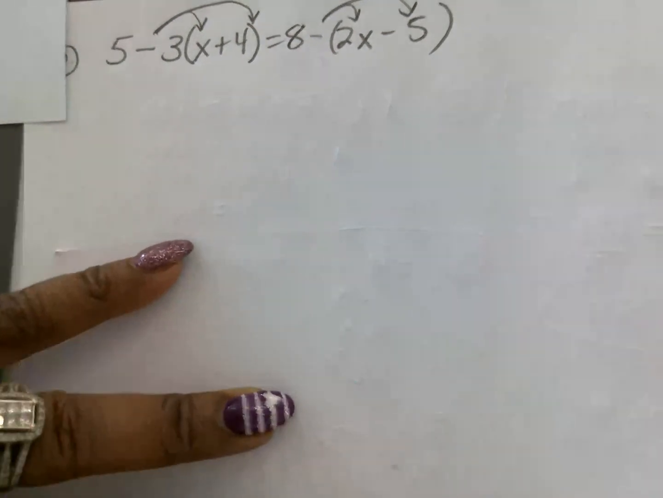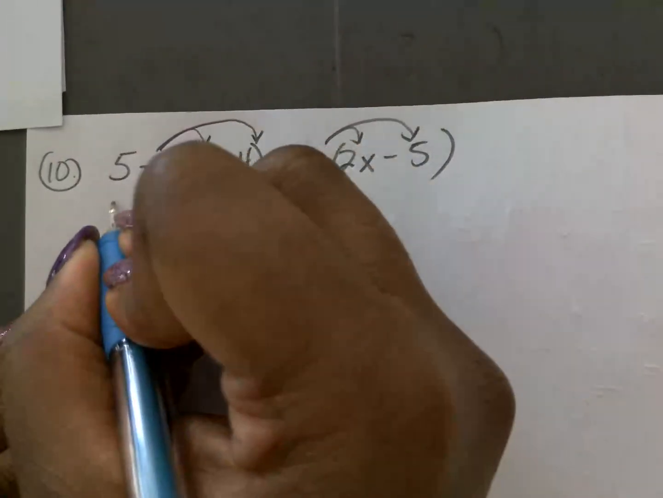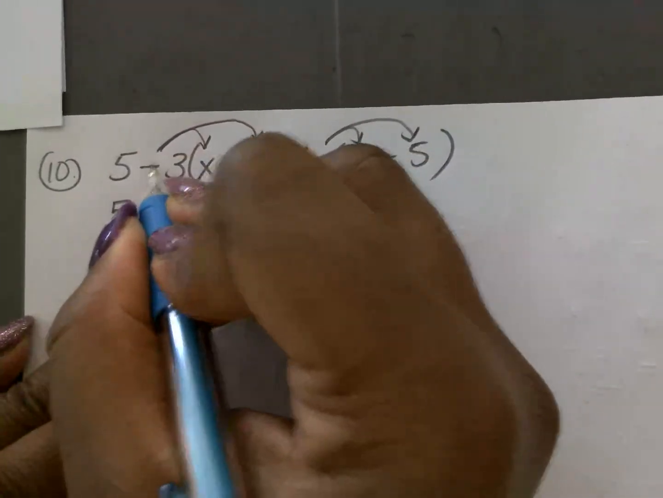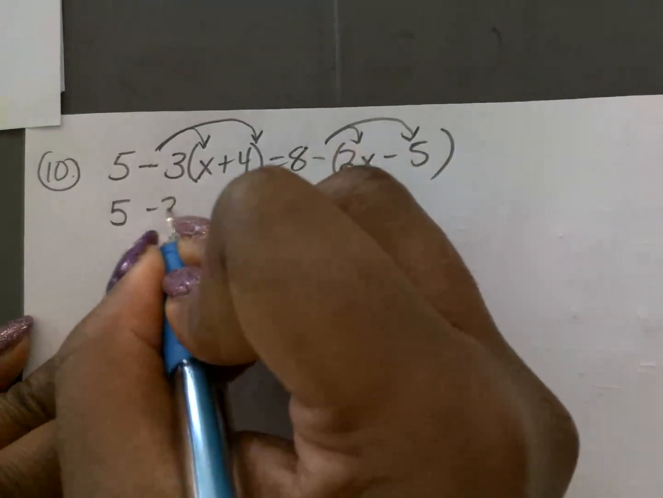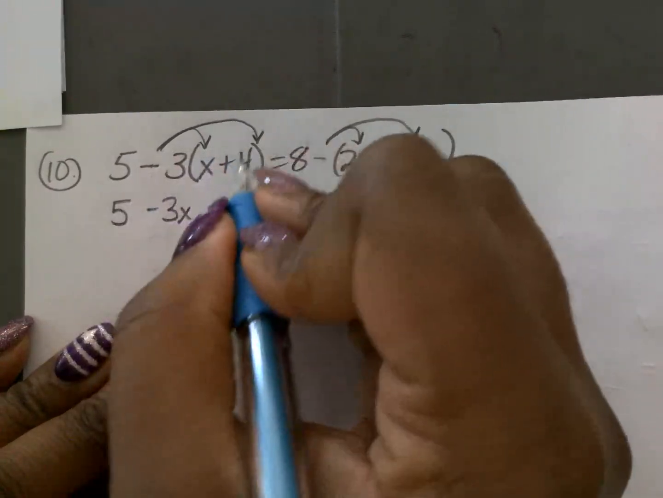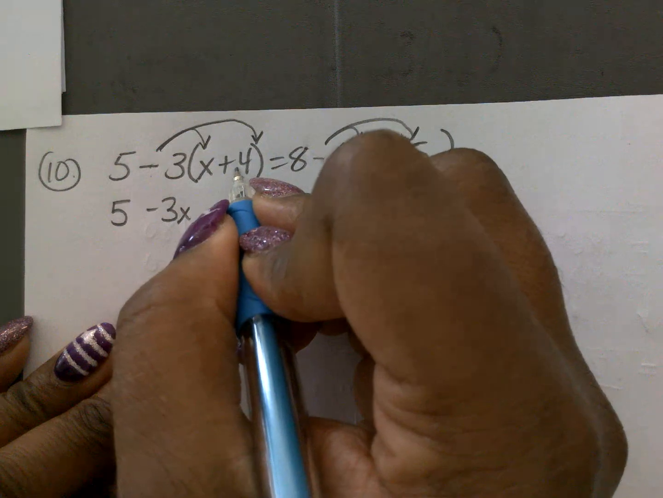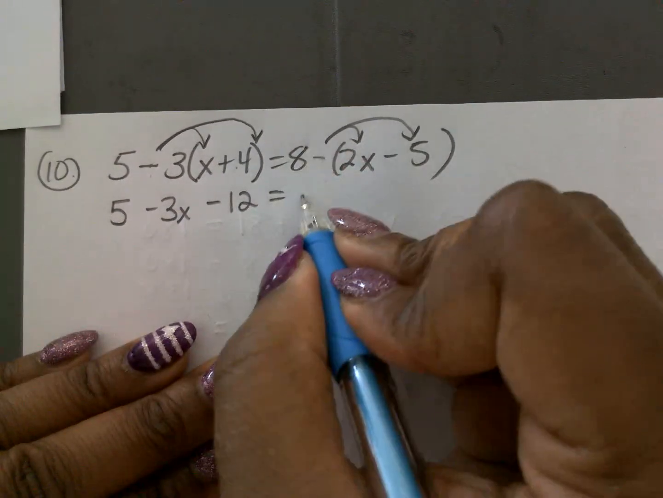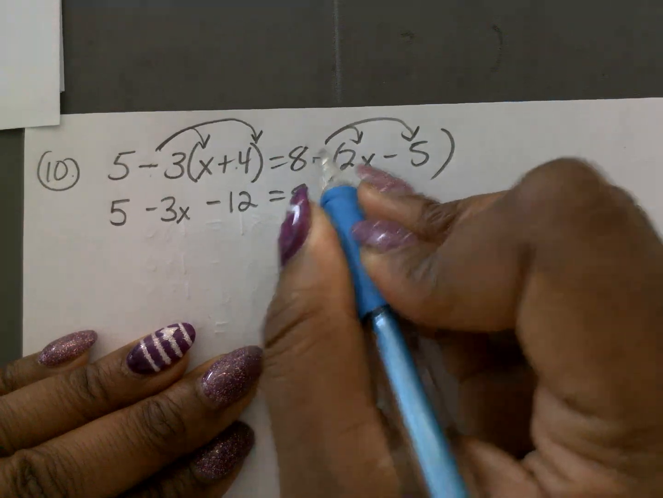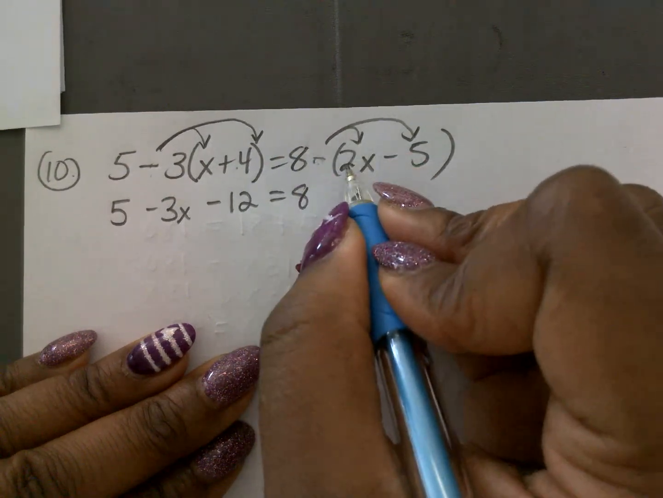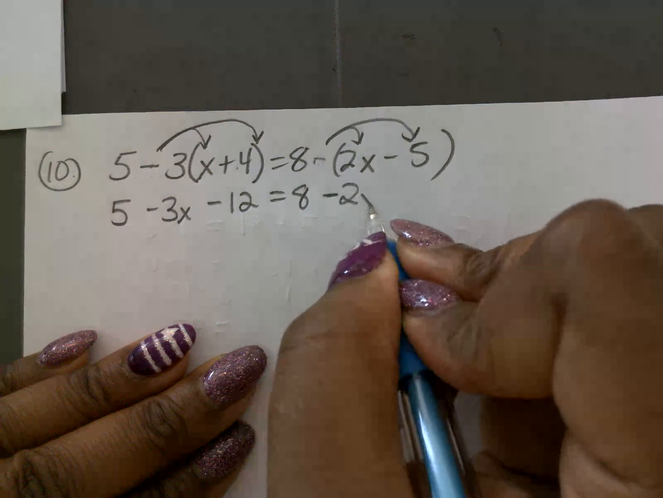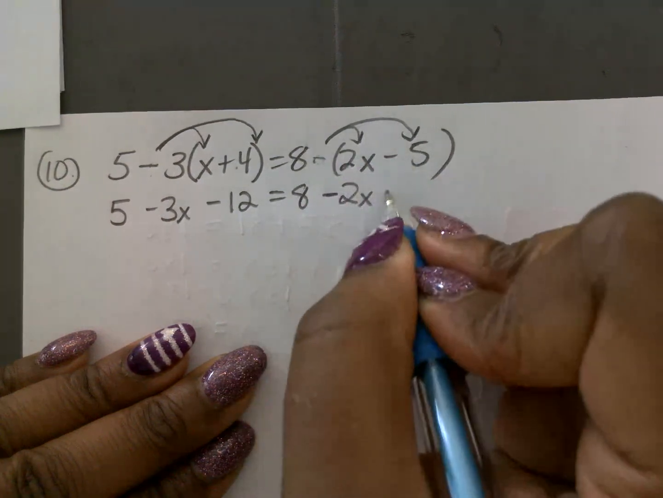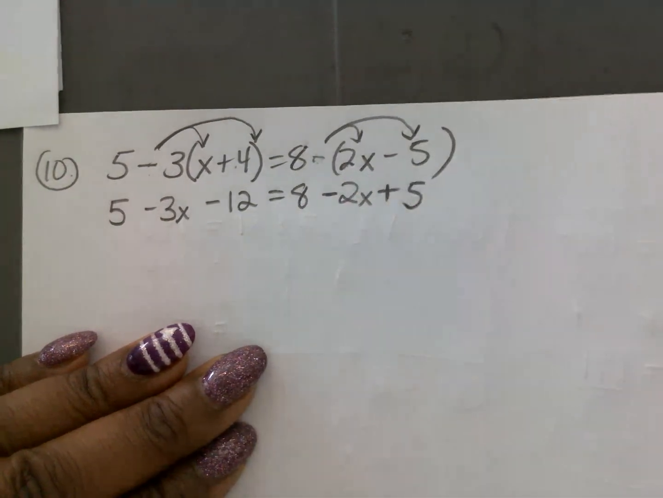All right, so now when we do this, we have 5. Negative 3 times x is negative 3x. Negative 3 times 4 is going to be a negative 12. Bring down the equal. Bring down the 8. Negative 1 or negative times a positive is going to give me a negative 2x. A negative times a negative is going to give me a positive 5 there. Okay?